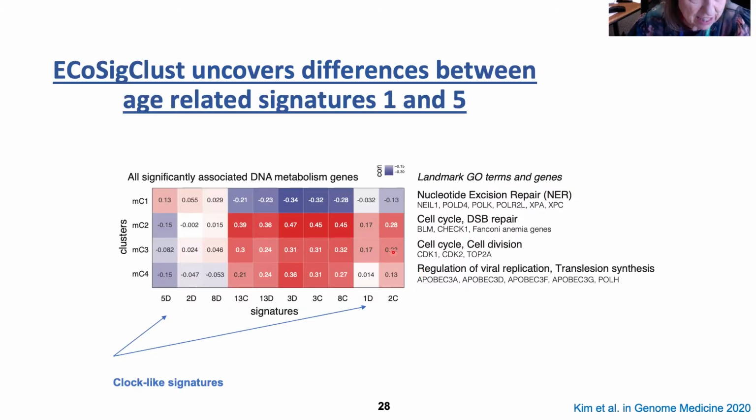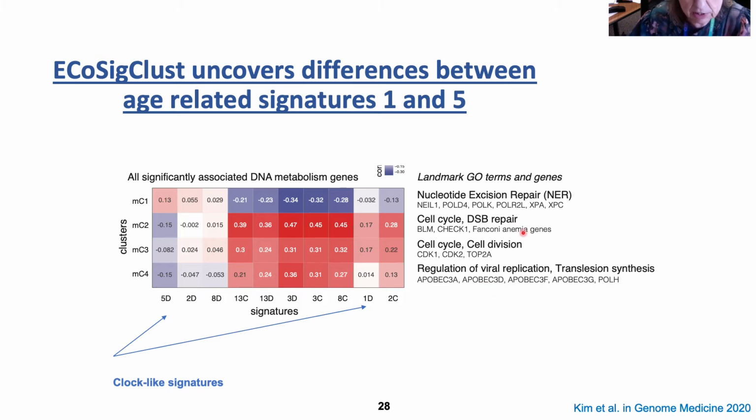Okay, so this next slide shows the results of EcoSig class analysis on breast cancer data. And in breast cancer, both clock-like signature 1 and 5 are present. This analysis now allows us to have some insight into the differences. One striking difference between those two signatures is that signature 1 is correlated with cell cycle and cell division. In contrast, signature 5 is actually correlated with nucleotide excision repair.